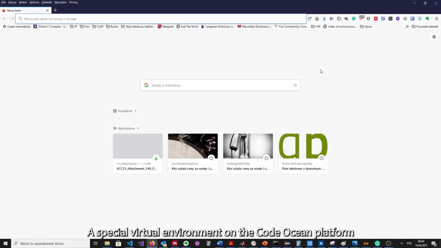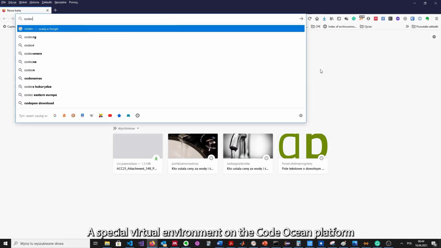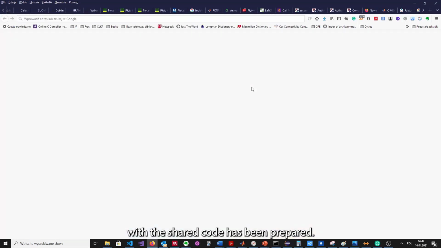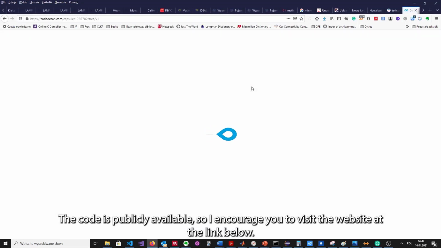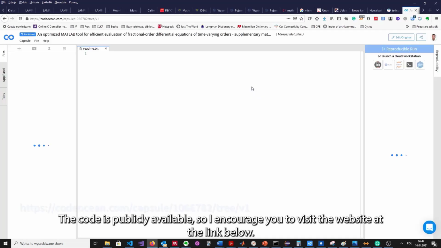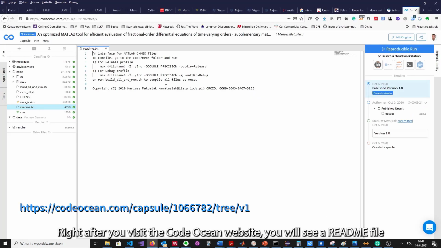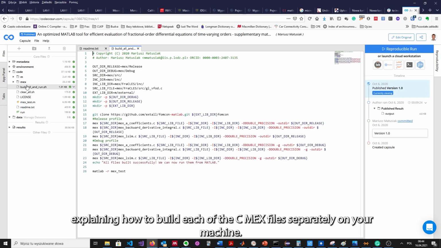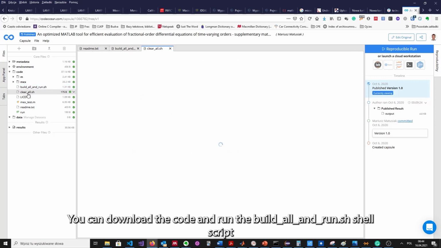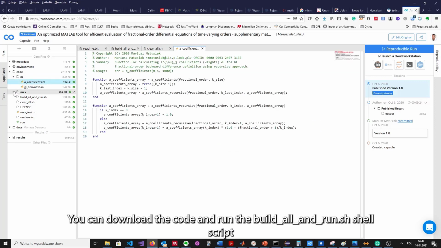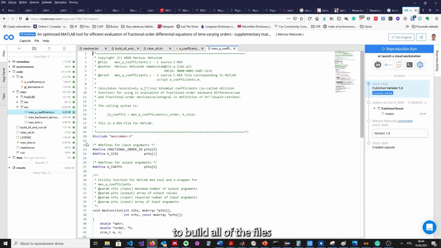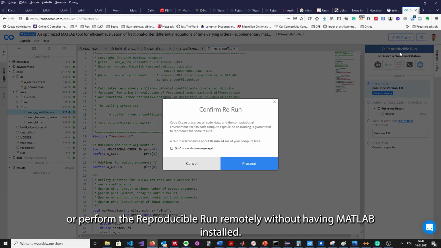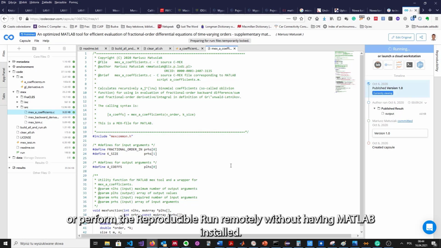A special virtual environment on the CodeOcean platform with the shared code has been prepared. The code is publicly available, so I encourage you to visit this website at the link below. Right after you visit the CodeOcean website, you will see a README file explaining how to build each of the CMEX files separately on your machine. You can download the code and run the build all and run shell script to build all of the files, or perform the reproducible run remotely without having MATLAB installed.